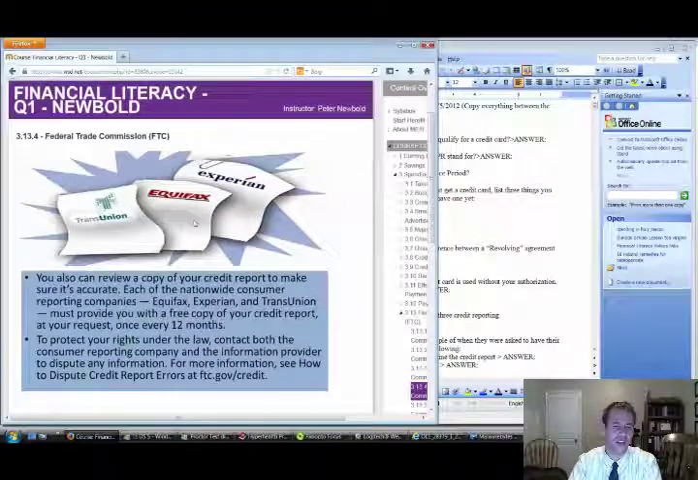Let's see here. There's the TransUnion, Equifax, and Experian. Those are the three consumer credit reporting companies that say what your credit score is. Okay, they must provide you with a free copy once every 12 months. You do need to order it. They're not going to send it to you. You have to contact both the consumer reporting company and the information provider to dispute any information. More information to see how. Cool. What's the next one?